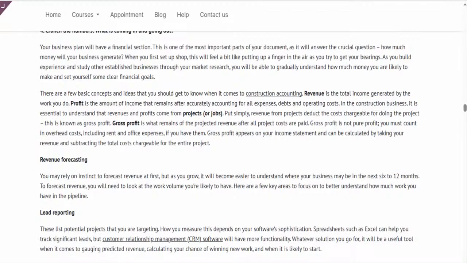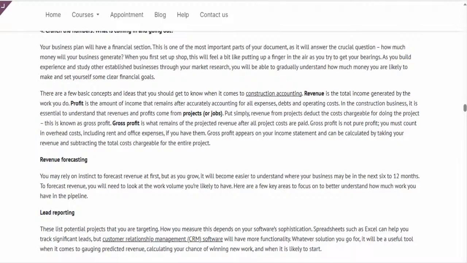There are a few basic concepts and ideas that you should get to know when it comes to construction accounting. Revenue is the total income generated by the work you do. Profit is the amount of income that remains after accurately accounting for all expenses, debts and operating costs. In the construction business, it is essential to understand that revenues and profits come from projects, or jobs. Put simply, revenue from projects deduct the costs chargeable for doing the project. This is known as gross profit.